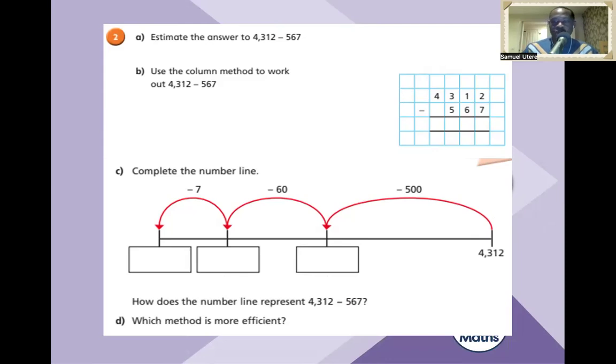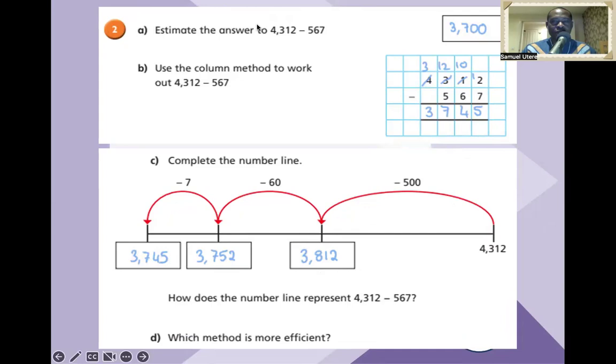All right, assuming you've paused the video and you've answered question 2, here are the answers. Let's discuss them. Here you were asked to estimate the answer. So this is approximately 4,300, and then this will be 600. So we have 4,300 minus 600, which will be 3,700. And then, of course, you can see the actual calculation is close to the estimate.